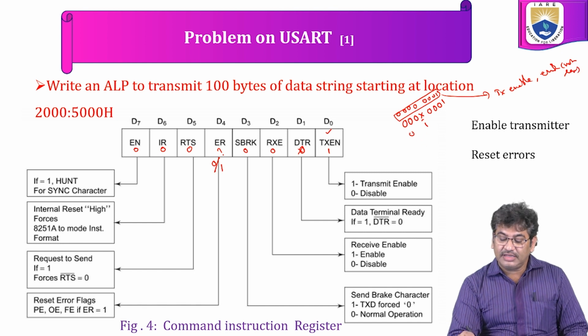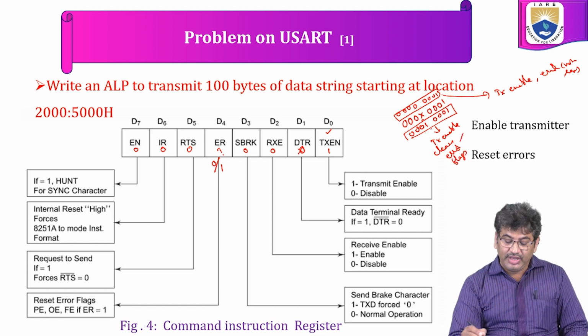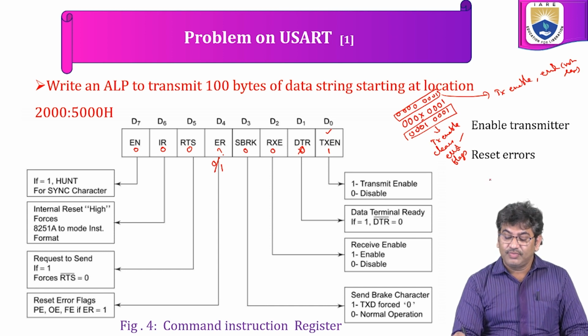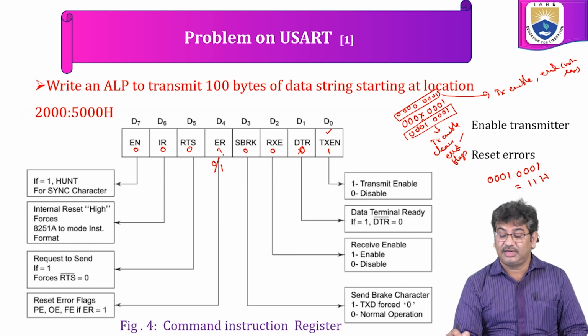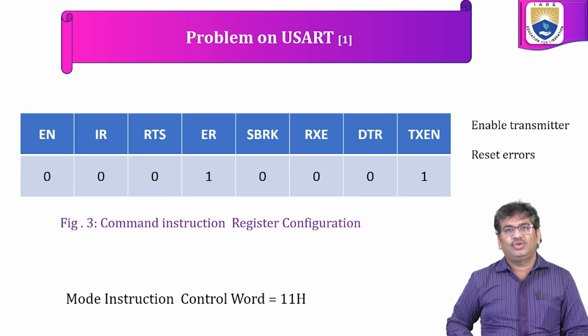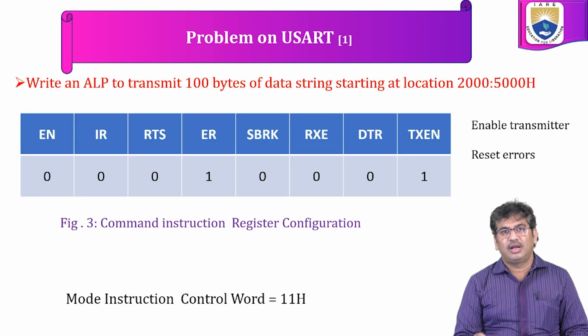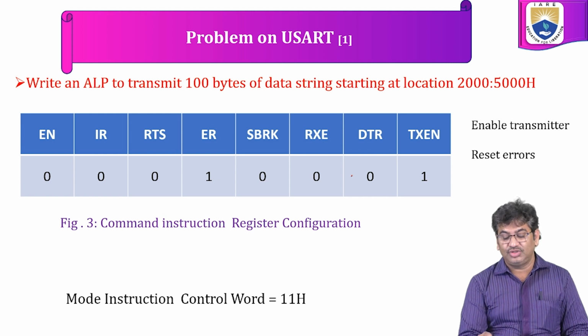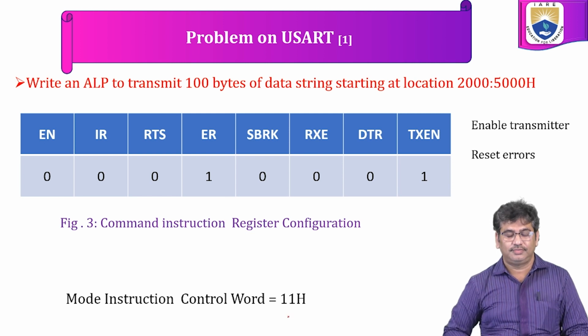If you select this bit configuration as 0001 0001, it makes the transmitter enable and it will clear the error flags. So it is better to always clear the error flags. So we are going to write the command instruction word as 0001 0001, which is equivalent to 11H in hexadecimal. So the value which we are going to write for the command instruction control word is 0001 0001 in the binary format. In the hexadecimal, we get 11H.